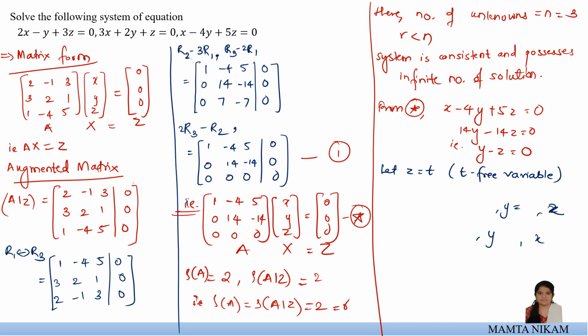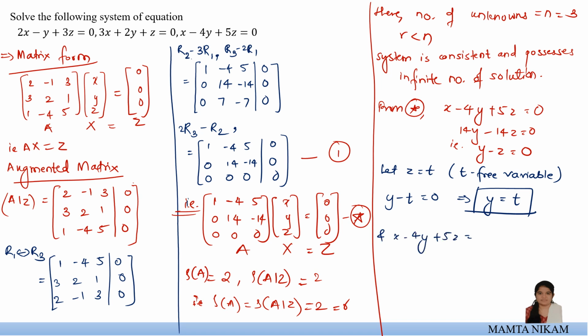So here therefore now z equals t, so substitute this into the equation y minus z equals 0. Then y minus t equals 0, so the value of y is t. And when we substitute in the first equation, we have x minus 4y plus 5z equals 0. Substituting t in place of y and t in place of z, this becomes x plus t equals 0. That means x is equal to minus t.